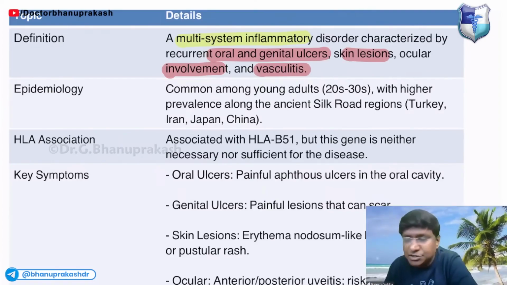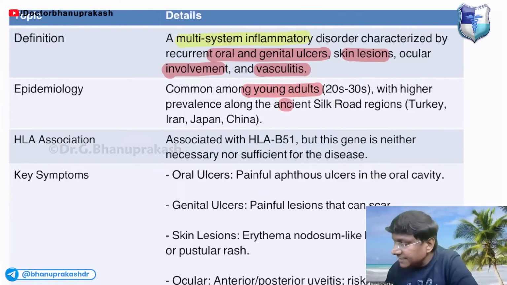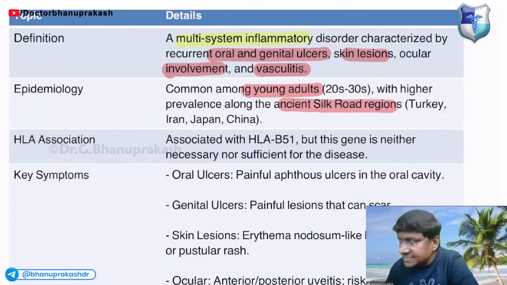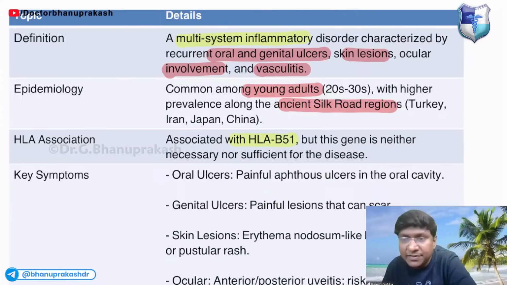And what is the age group at which you see Behcet's commonly? Young adults. And in which countries is this very common? It is common in the ancient Silk Road regions. That is Turkey. Turkey is most common. What is the HLA association? B51 is the HLA association, right?